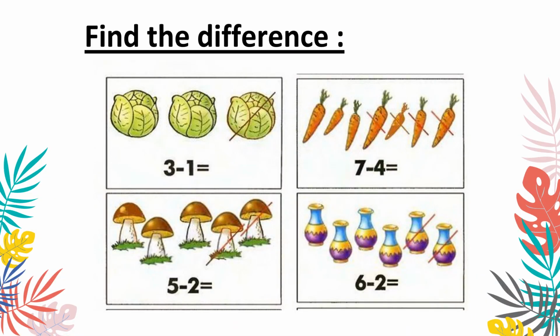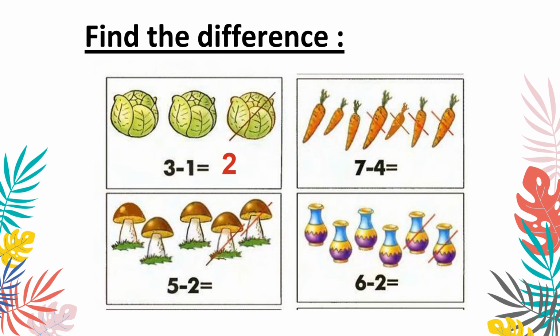He asked me here to find the difference. Okay, in first picture here I have 1, 2, 3. He makes a dash, so it means he takes away. He takes away 1. So how many remain? 1, 2. Then we have here a group of carrots. How many carrots? 1, 2, 3, 4, 5, 6, 7. 7 carrots. He takes away 1, 2, 3, 4.